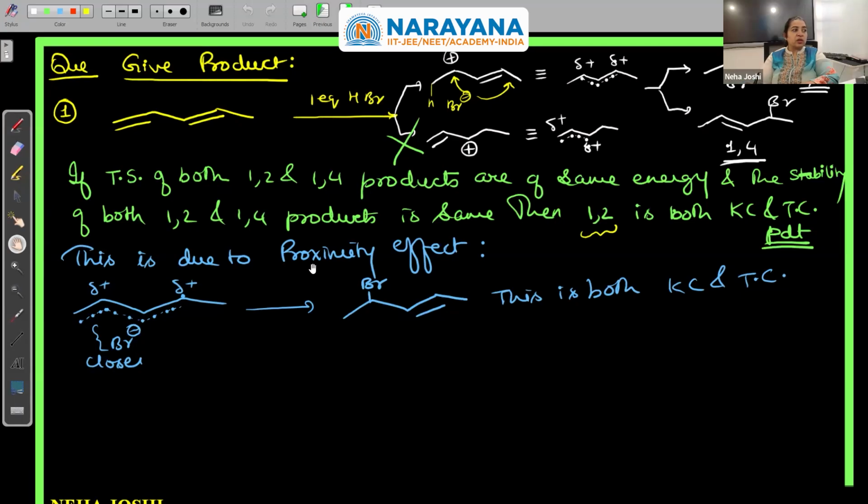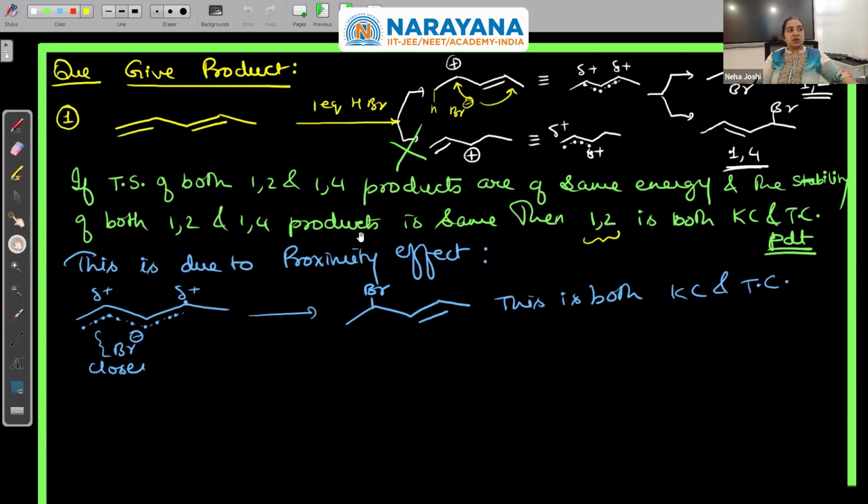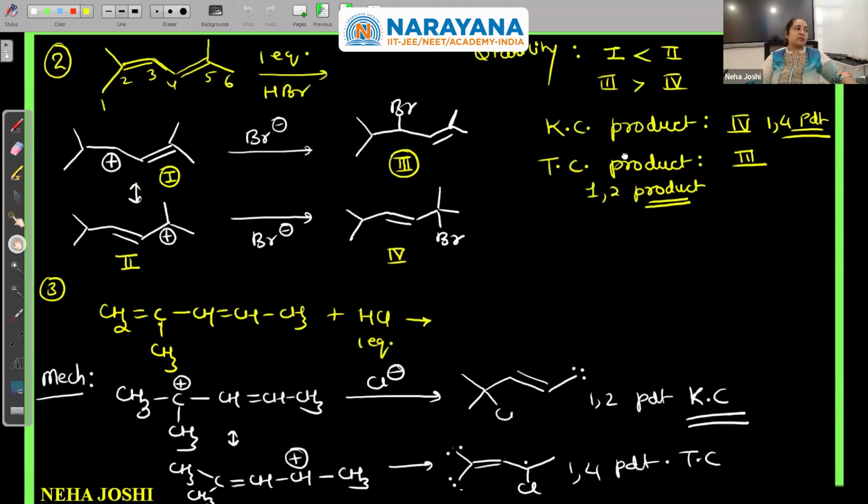This is due to something called the proximity effect. Bromine is closer to the second position rather than to the fourth position. So there is a more probable possibility that bromine will attack at the second position. This is both kinetic control and thermodynamic control. There is no point in having a difference, because the barrier for the involved transition state is the same. The product is the same. That is why.